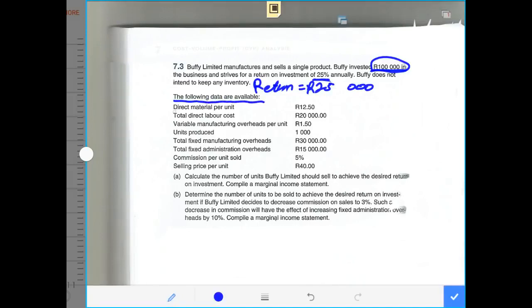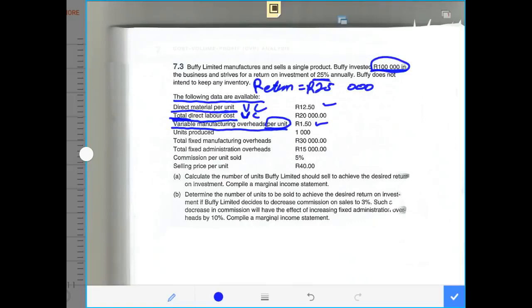Then we are given the direct material per unit. Take note, it is 12 rand 50 cents. And we know that direct material is a variable cost. Then we are given the total direct labor cost, and take note, it is total direct labor cost. This total, we also know that it is a variable cost. We need to note what is variable. Then we are given variable manufacturing overheads cost per unit, and they already specify that these overheads are variable, and it is 1 rand 50 cents per unit.